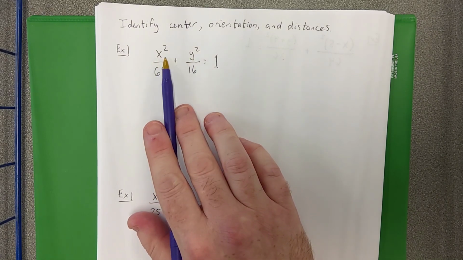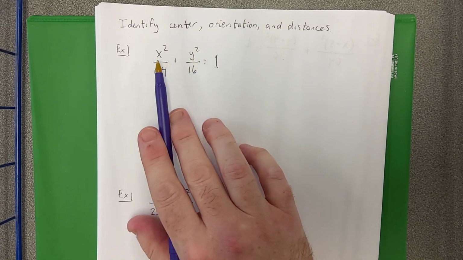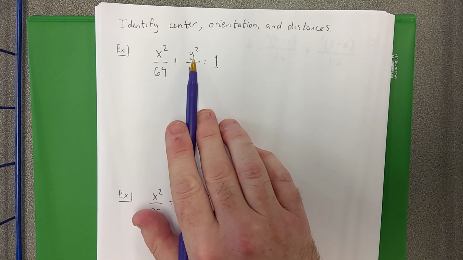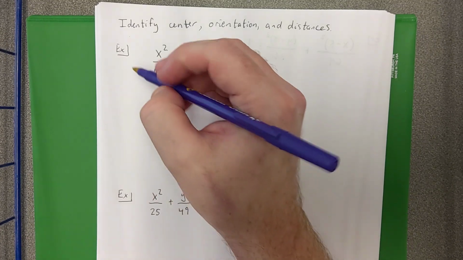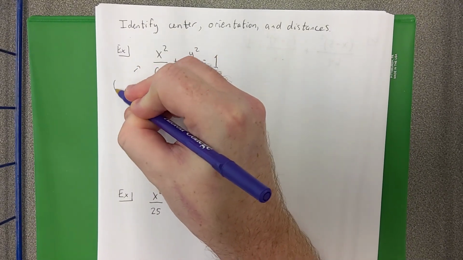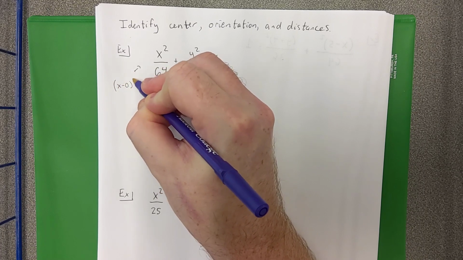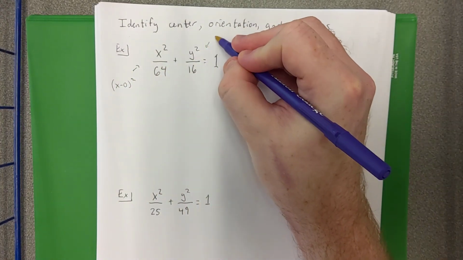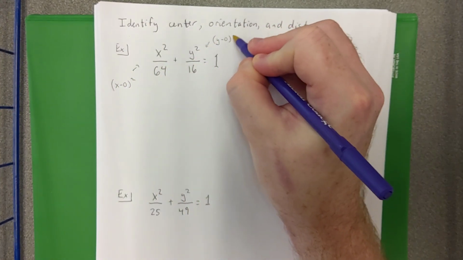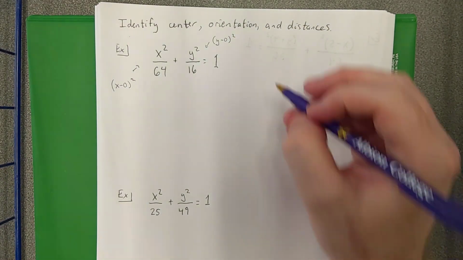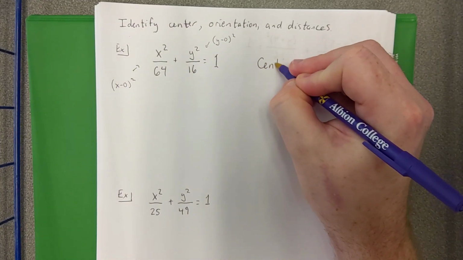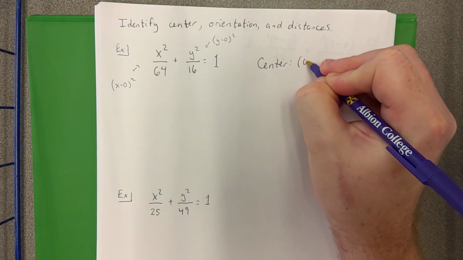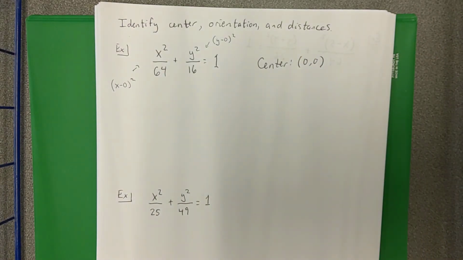First off, as we're looking at the x squared and the y squared, we notice that nothing is added or subtracted directly from the x or y variable. That means that we could essentially interpret the x squared as being x minus 0 squared. We can interpret the y squared as being, for all intents and purposes, y minus 0 squared. It's for that purpose that we can identify the center of the ellipse as being the origin, the ordered pair 0, 0.